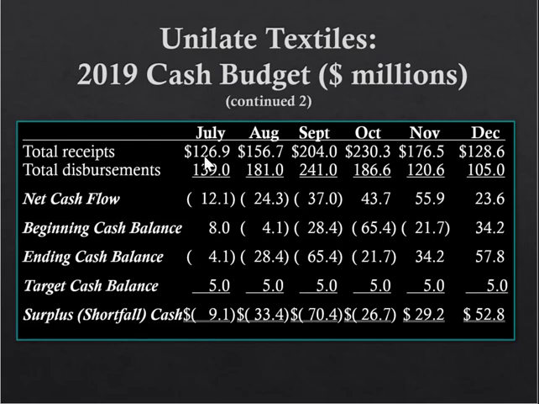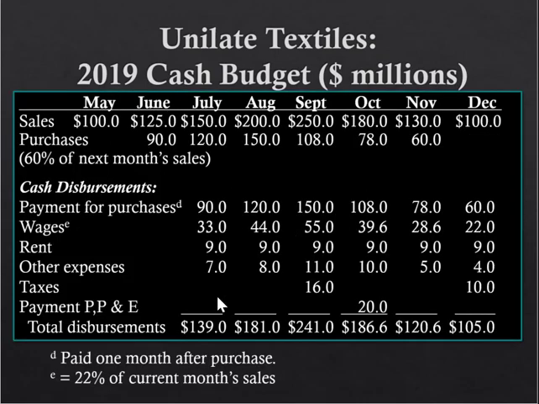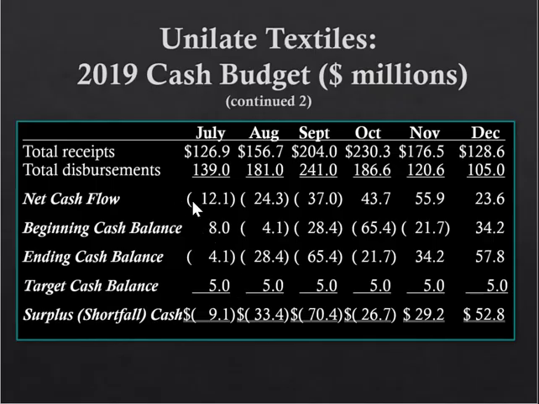So we take the total cash receipts in each month, which we calculated on the first schedule, and the total disbursements from the schedule we just calculated back here, and we come up with the net cash flow for the month. So we have negative 12.1 million in July, negative 24.3 million in August, negative 37 million in September, and then in October, November, and December, we see positive cash flow.